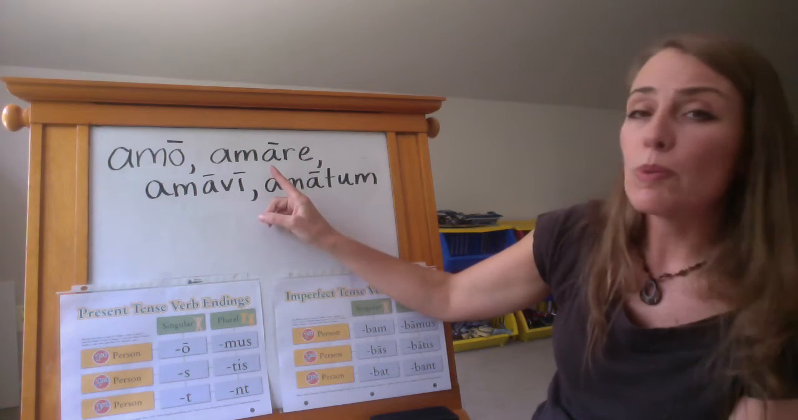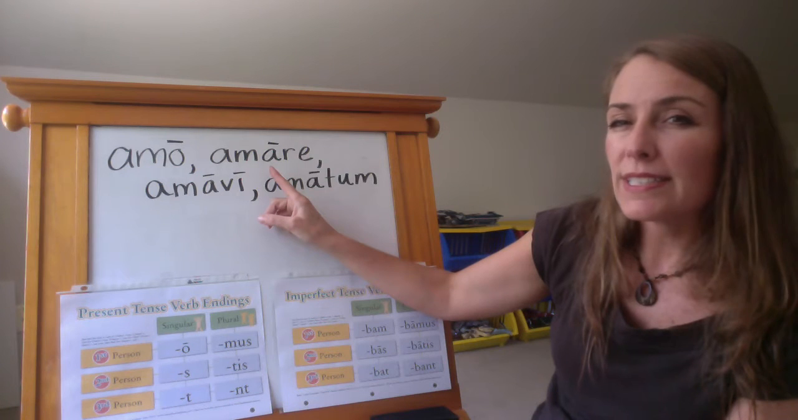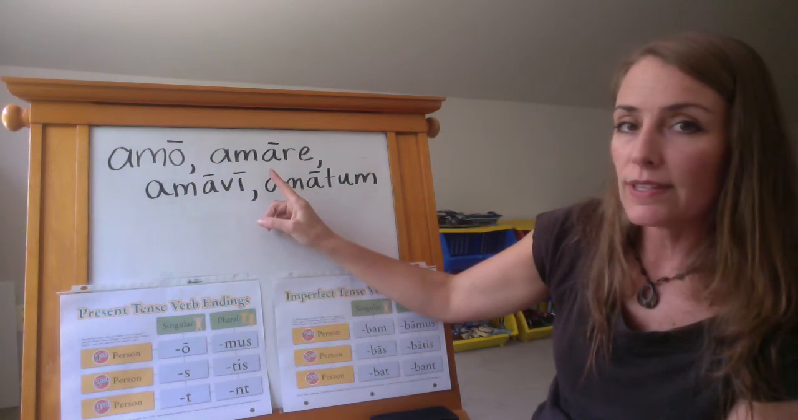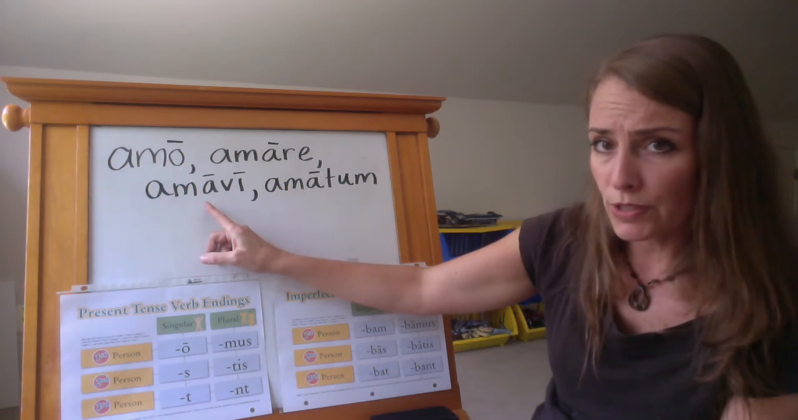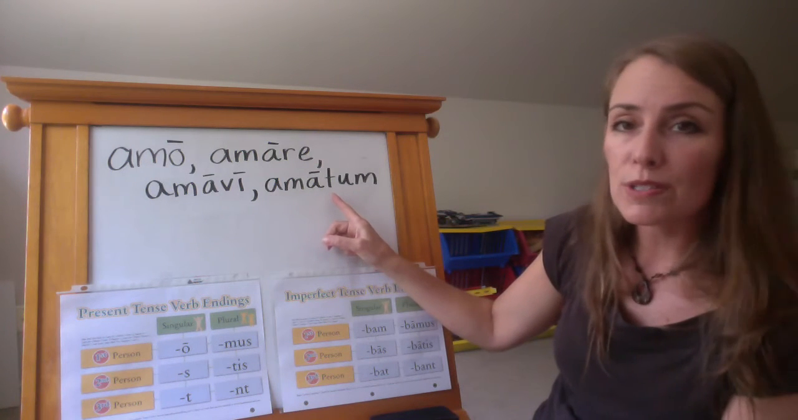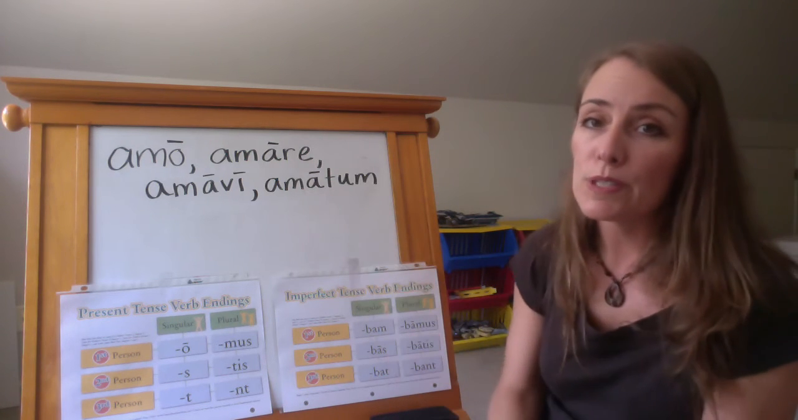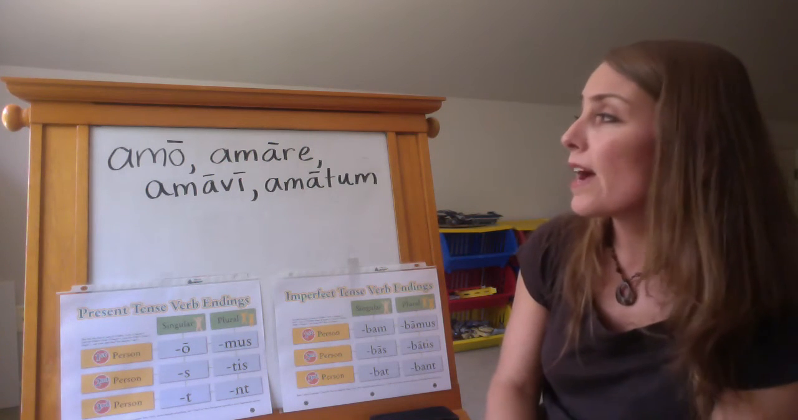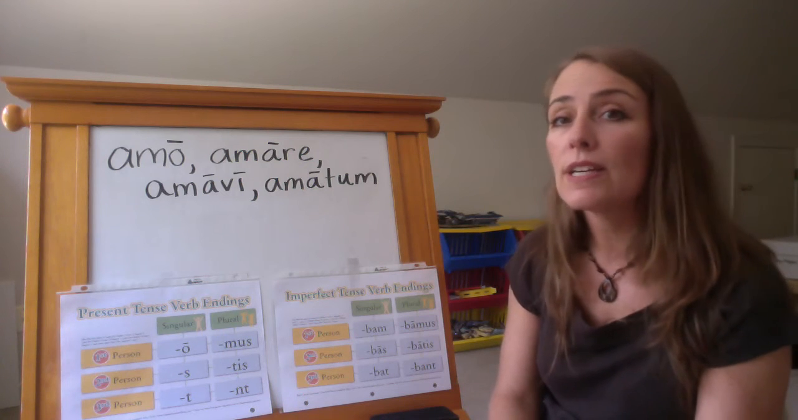The second principal part is called the infinitive. That would be equivalent to the English to love, or to do something, is what the infinitive is. The third principal part is the perfect first person form. So this would be I loved. And this would be our participle form, the fourth principal part. This would just be simply loved. So if we were going to practice memorizing this verb, we would say, amo, amare, amavi, amatum. I love, to love, I loved, loved.